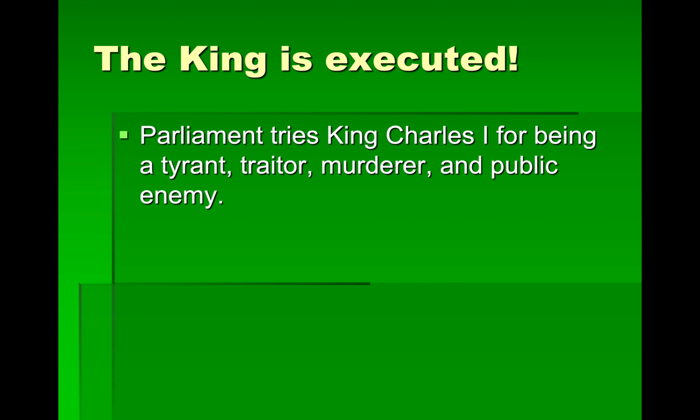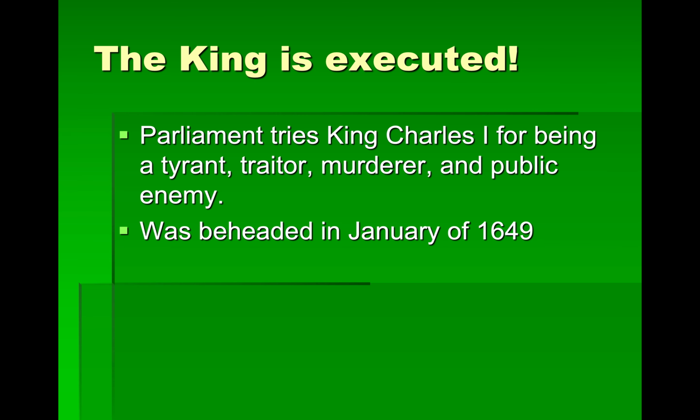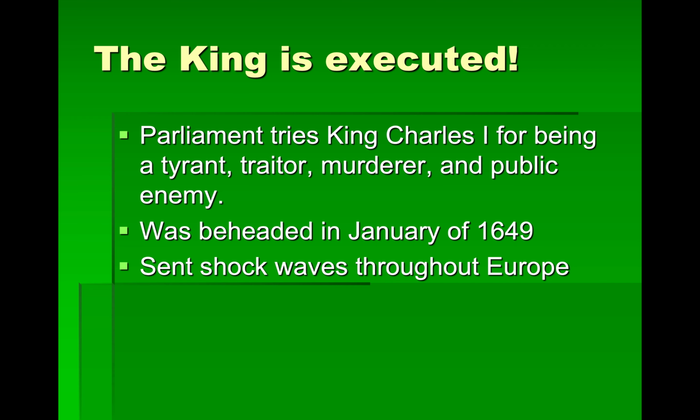One of the first developments, ladies and gentlemen, that's super important is we are going to see Parliament try Charles the First on charges of being a tyrant, a traitor, and a murderer, and he is going to be killed. He is going to be beheaded and executed in 1649. Really important for us to understand this.